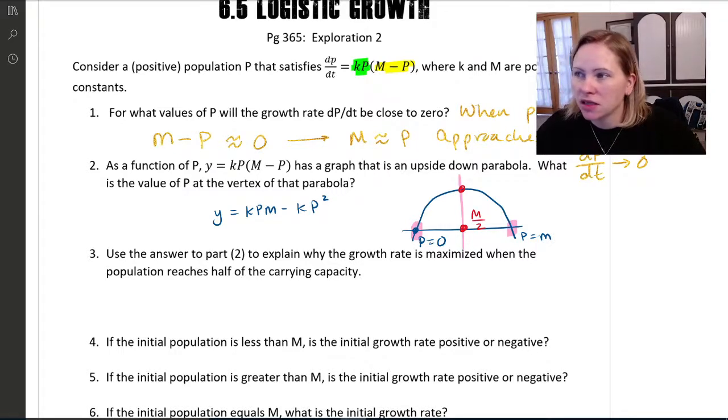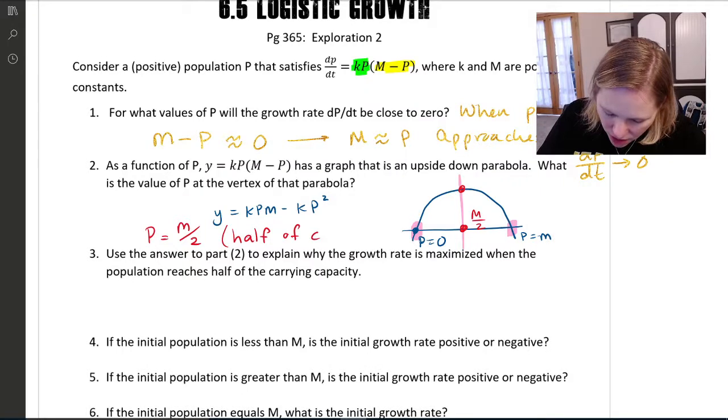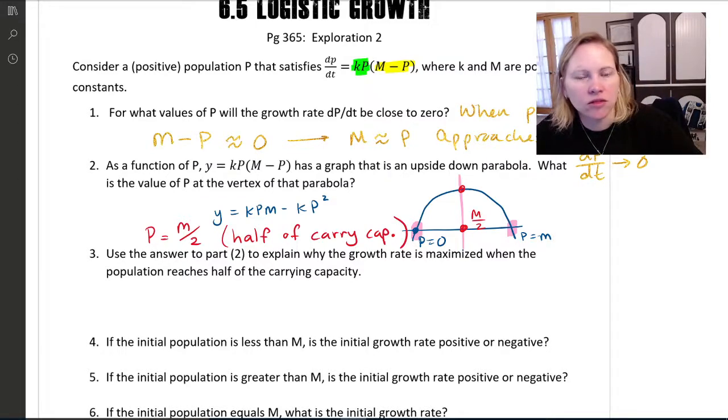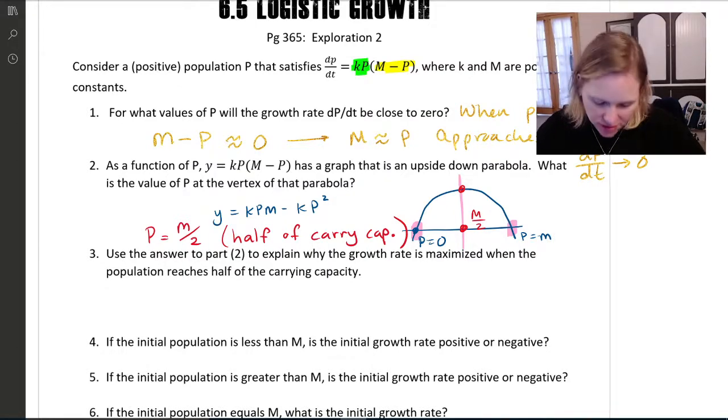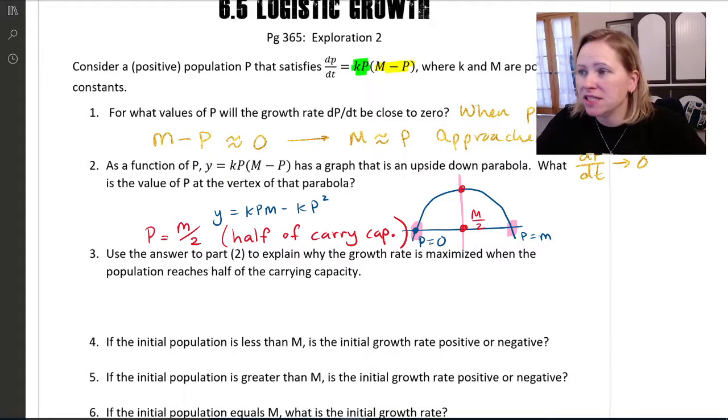So what we're saying here is that the vertex exists when p equals m over 2, when the population is half of the carrying capacity. Oh, so when we get halfway to our maximum, we hit the vertex; in other words, my growth rate is a max. Oh, so the graph of dp dt changes direction. Okay, so we're changing direction at p equals m over 2, right?